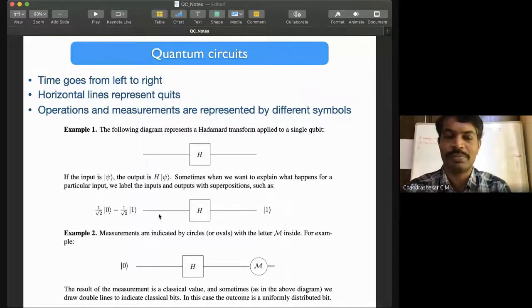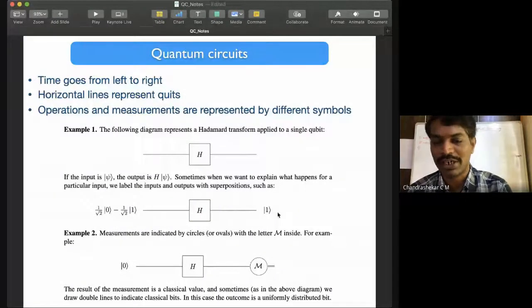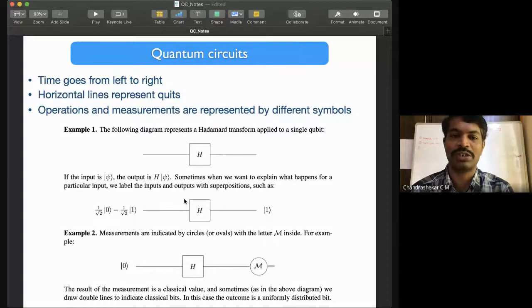One important thing about these quantum operators is that because they are unitary, they are reversible. Which means if I take state 1 and apply a Hadamard operator, I get this state. If I take this state, that is 1 by root 2 of 0 minus 1 by root 2 of 1, and apply a Hadamard operator, then I get state 1. So they are reversible gate operations, and it works both ways. If I begin with 0 here, then this minus sign will be a plus sign. So this is what is defined as a Hadamard operator.